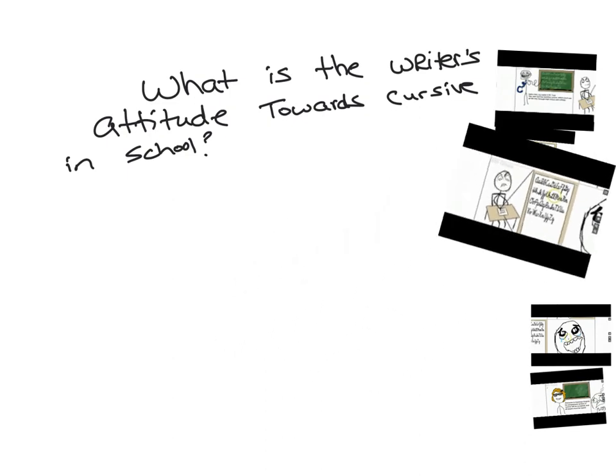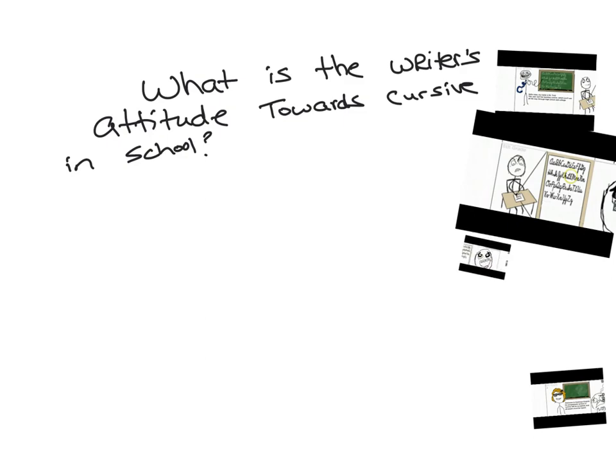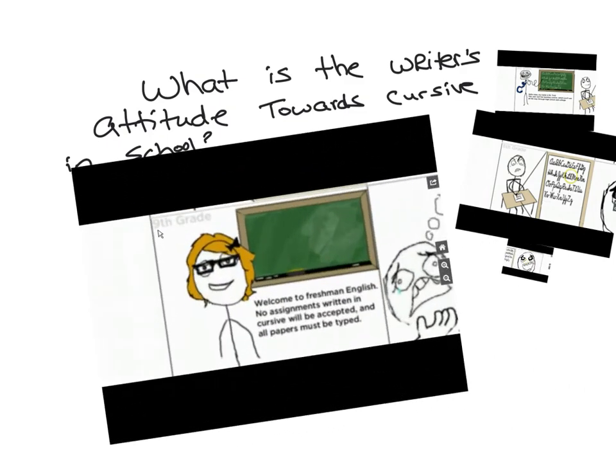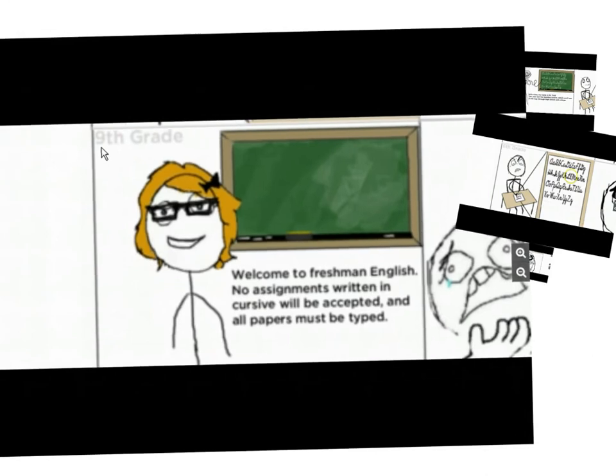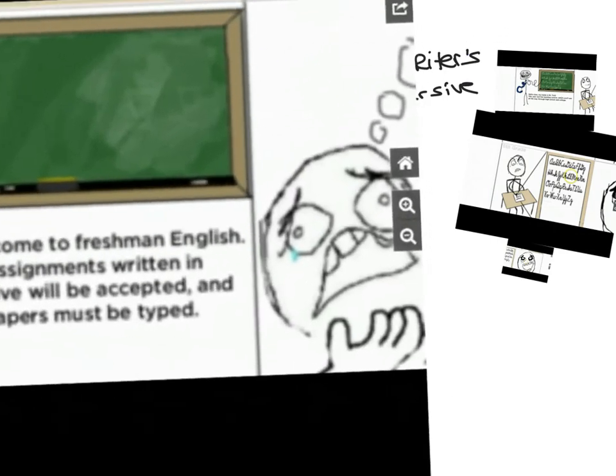All right, the next one, oh, look, he's sweating. And he's working hard, and he has these nice, neat letters. He's in the 6th grade. He's been working hard. And he's so excited. Look, he has succeeded in mastering his skill. So he's got his tears. High school comes up, and he's got his new teacher. Welcome to freshman English. No assignments written in cursive will be accepted, and all papers must be typed. And then look at our guy over here crying in tears.